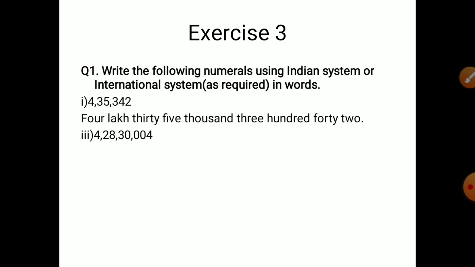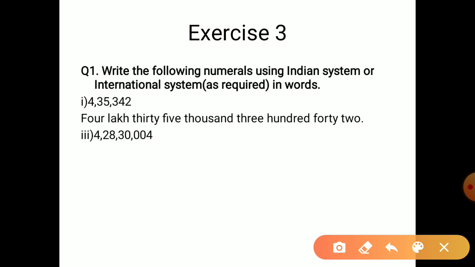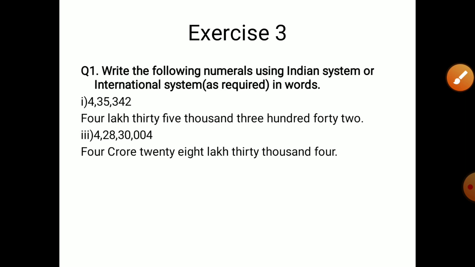Take next example. Here I have 428,30,004. Just make in your mind that table. What was this table? Just read it in your mind. I am moving from this side. This is ones, tens, hundred, thousand, 10,000, lakhs, 10 lakhs, and crore. So my first number will be 4 crore, then 28 lakhs, then 30,000 and 4. So my answer will be 4 crore, 28 lakh, 30,000 and 4.